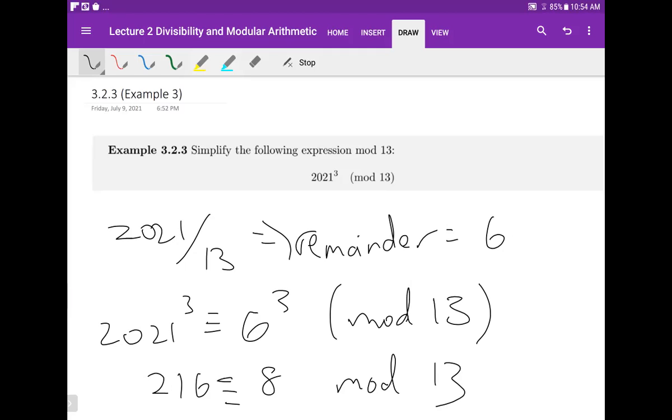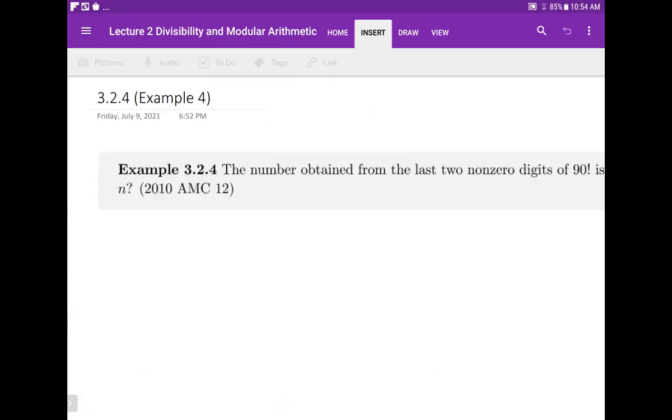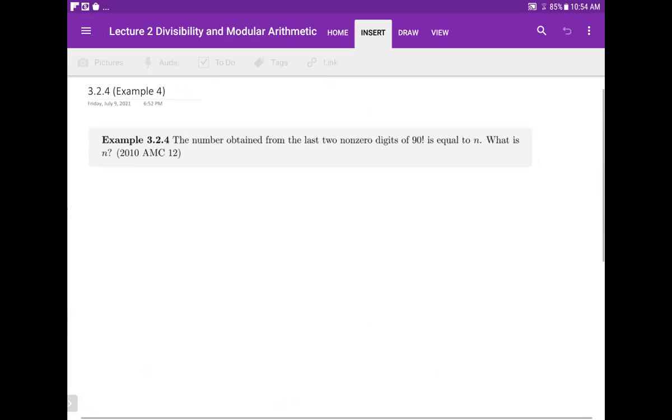Okay, so you can clearly see the benefits of modular arithmetic, especially when it comes to big numbers, you can simplify them easily. All right, now let's do one last hard example and then we'll end class. So we have the number obtained from the last 2 digits of 90 factorial is equal to n. What is n?